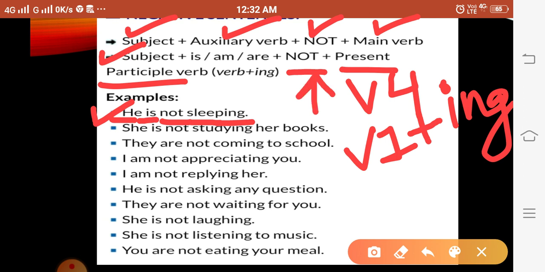and they have also been made using this sentence structure only. So you have to learn sentence structures completely before writing any sentence in any certain tense. So the examples: She is not studying her books. They are not coming to school. I am not appreciating you. I am not replying to her. He is not asking any question. They are not waiting for you. She is not laughing. She is not listening to music. You are not eating your meal.